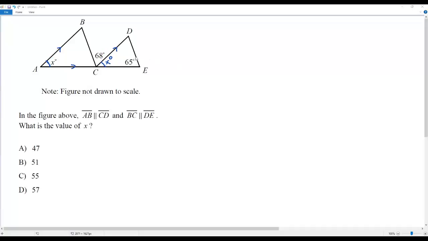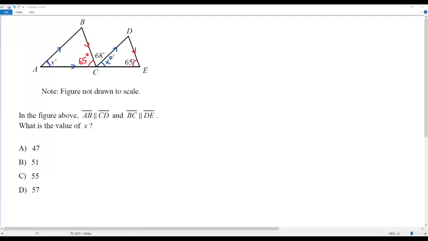Okay, now let's consider another pair of parallel line segments, BC and DE. BC and DE are parallel according to the question. So since these two line segments are parallel, and CD is the transversal because CD intersects both the parallel line segments BC and DE, the angle measure over here and the angle measure over here must be congruent. That means they must be equal, because these two angle measures are corresponding angles. So we already know that the angle measure over here is 65 degrees. Then the angle measure over here also must be 65 degrees. They must be equal in measure because they are corresponding angles.